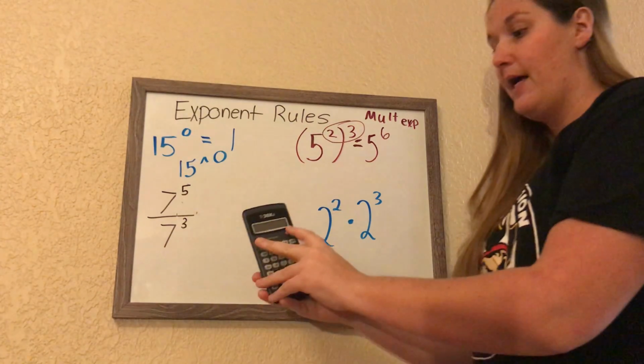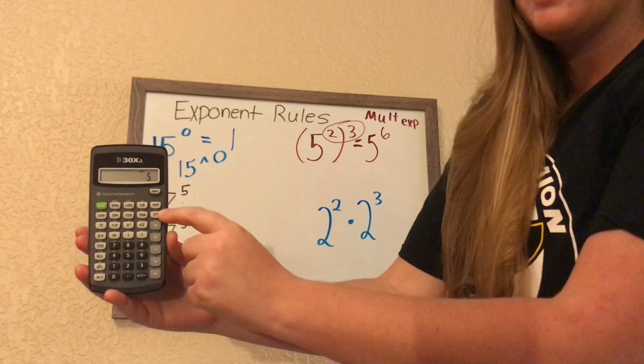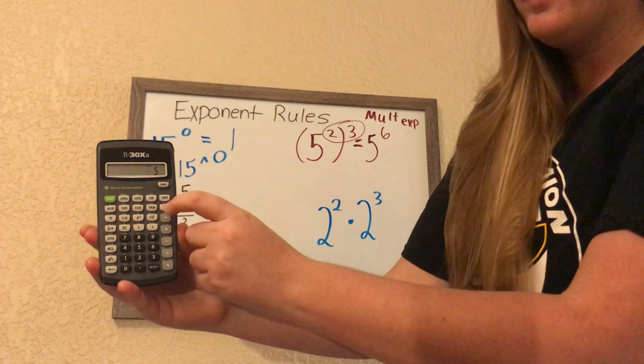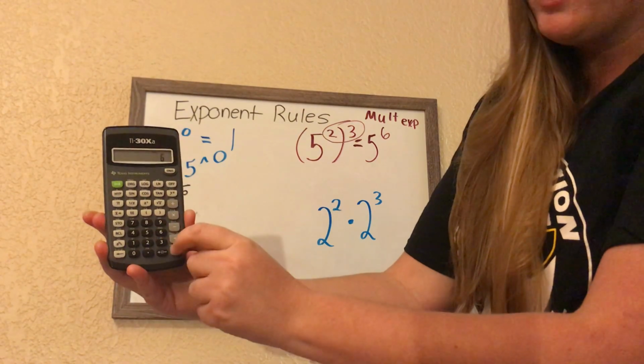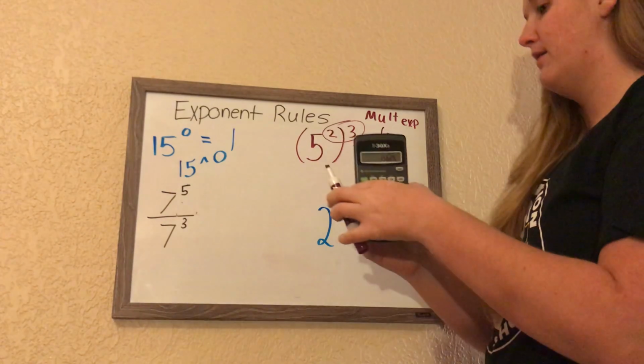This is a case where, go ahead, use your calculator, enter 5, y to the x means raised to the 6th, or raised to any power, and then you'd hit 6 for what power it's raised to, and you get 15,625.